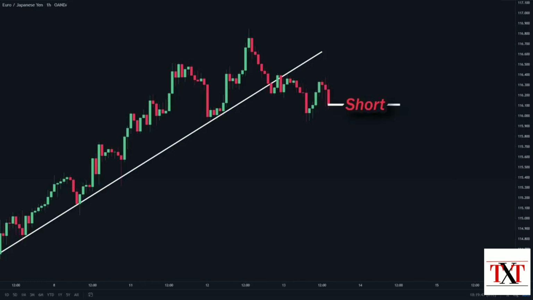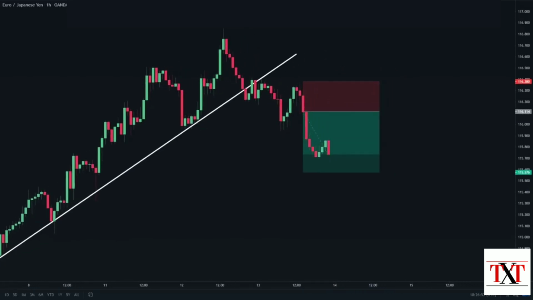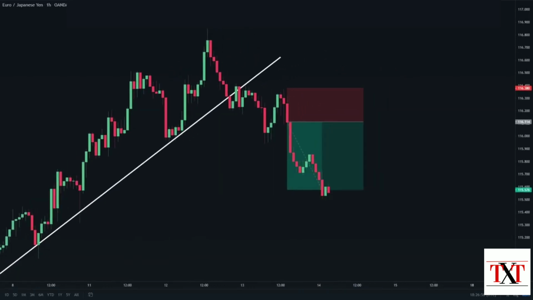And of course, no strategy is 100% accurate, so we need to make sure that our exit strategy is in place. For our stop loss, we can place it near a key level, which is slightly above the double top pattern, and set your profit target at a 2-to-1 risk ratio. And as you can see, this trade ended up being profitable. Now let's look at other variations of this technique.